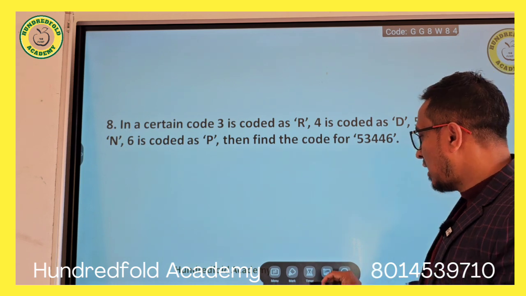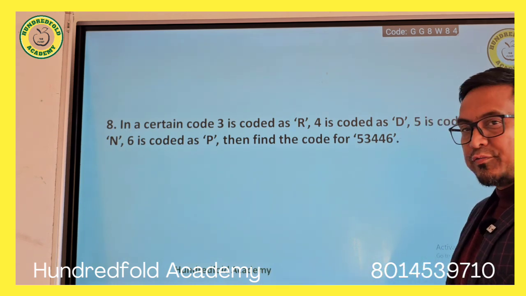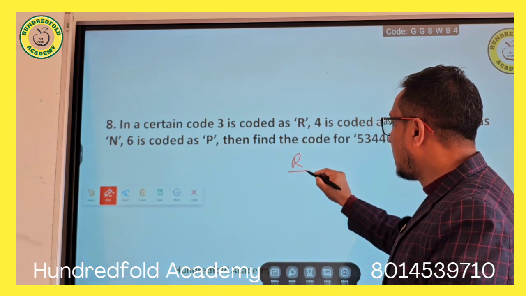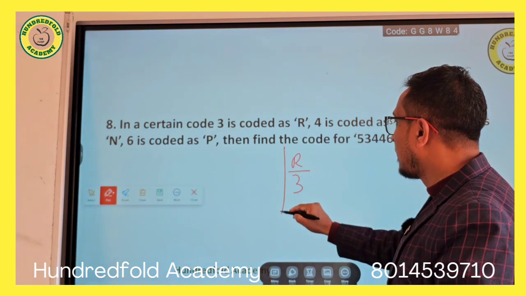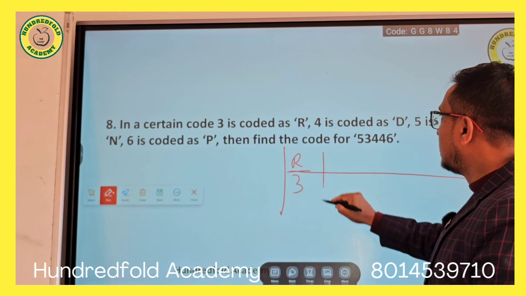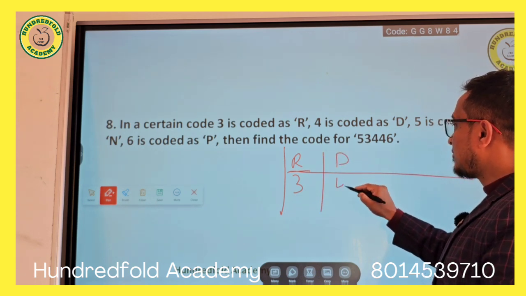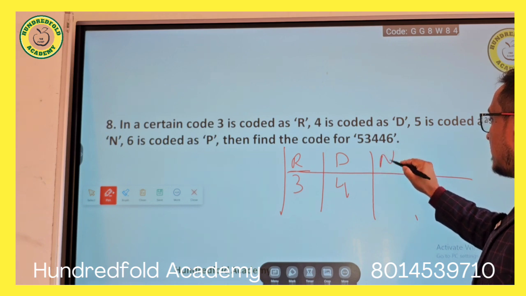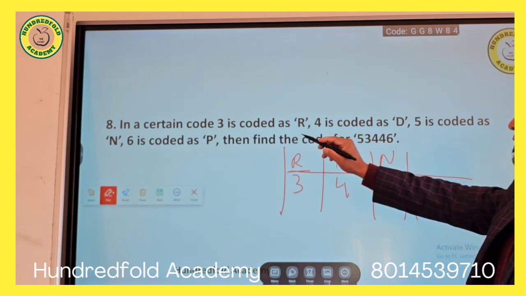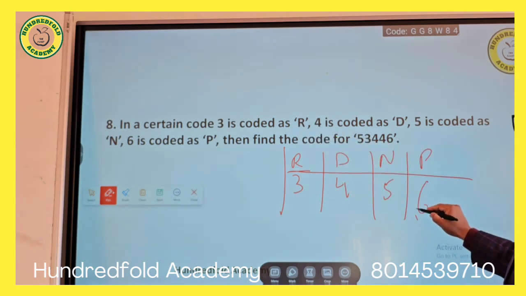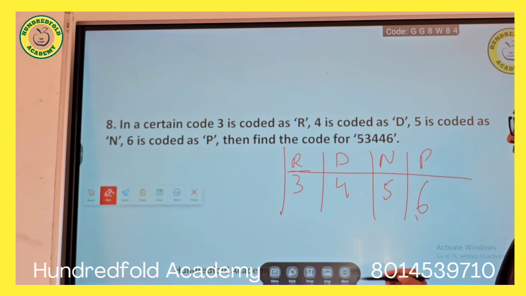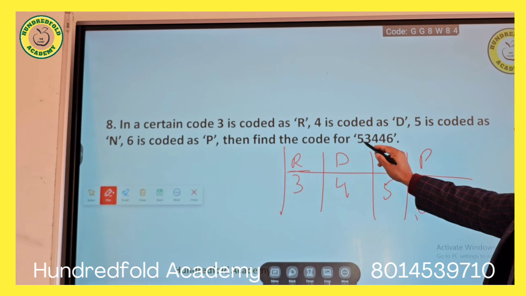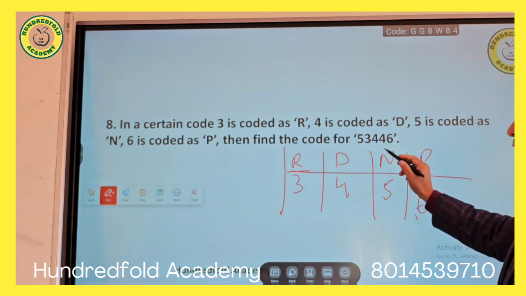So basically what you'll have to do is create a small table. Let's say R is written as 3. Then they say D is 4. 5 is coded as N, so N is your 5, and P is coded as 6 as per this question. So you've got 3, 4, 5, 6, and they want to know how will you write 5, 3, 4, 4, 6.